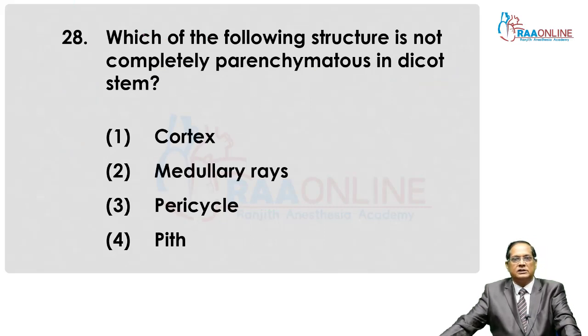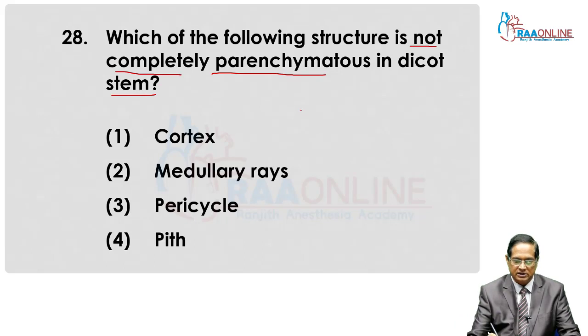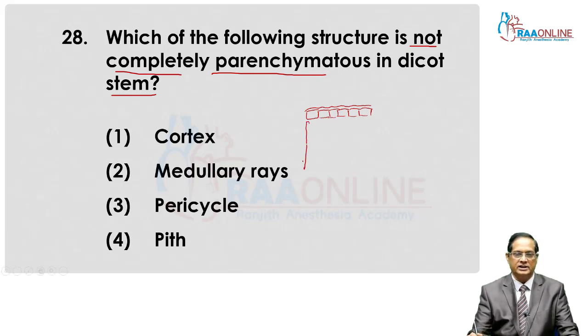28th question. Which of the following structures is not completely parenchymatous in dicot stem? Underline the keywords: not, completely. We take the cross section of dicot stem. This is epidermis, the outermost covering, with cuticle, followed by cortex. And cortex ends with the endodermis, the innermost layer of cortex.